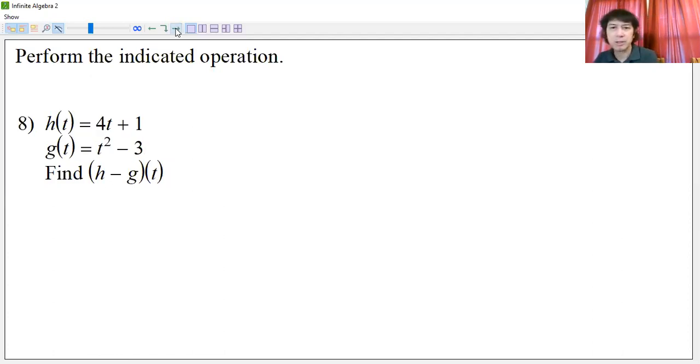Okay, this will be the last example for subtraction. I hope you're learning it. So let me just write it down first. This is number 8, and the given is h of t is equal to 4t plus 1, g of t is t squared minus 3. And you're asked to find h minus g of t. All right, so we shall do the solution in the other screen. Remember the problem.